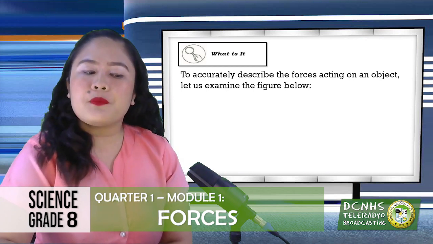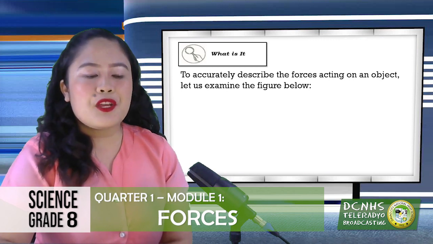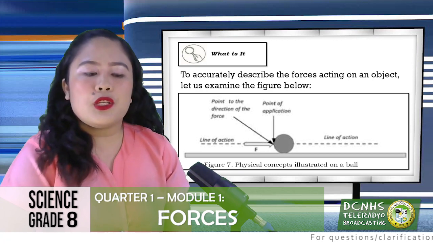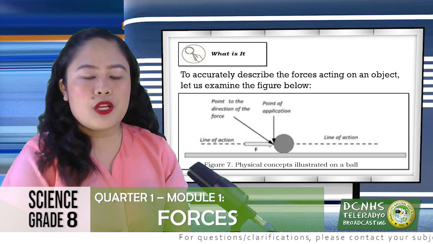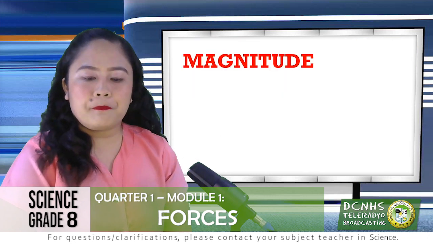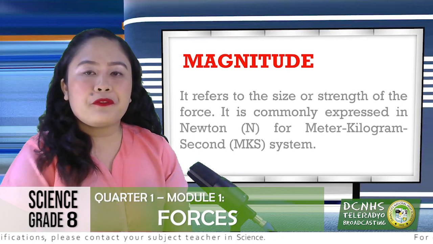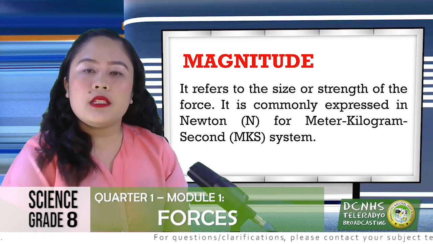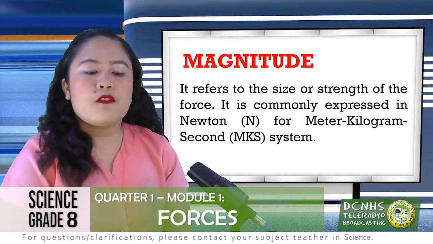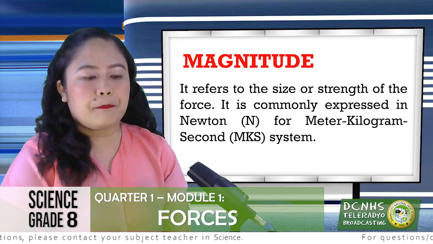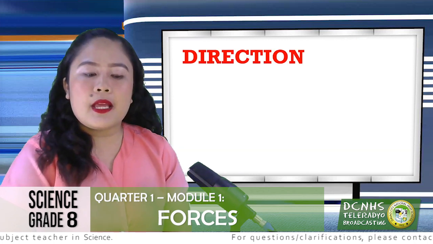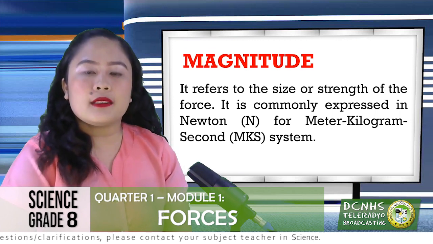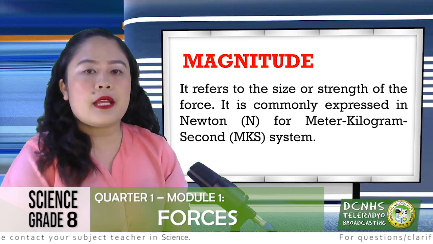To accurately describe the forces acting on an object, Figure 7 shows the physical concept illustrated on a ball using the following terms. First, magnitude. This term refers to the size or strength of the force. It is commonly expressed in Newton or capital letter N for meter, kilogram, second system. In the International System of Units, Newton is commonly used, which is named after Sir Isaac Newton, an English physicist and mathematician.